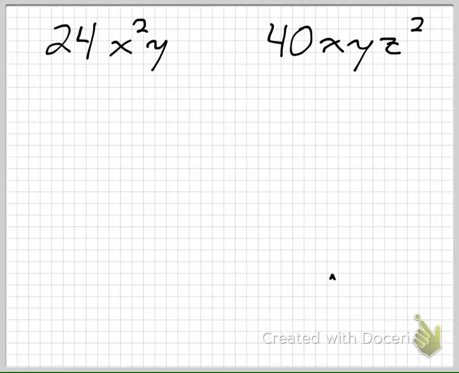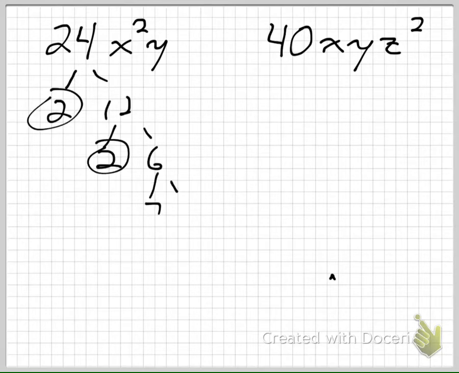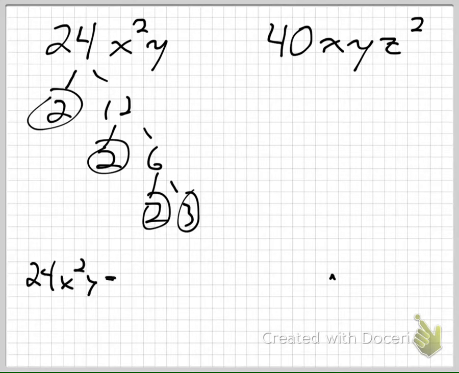What is the prime factorization of 24? 2 and 12 works. 2 and 6 works. 2 and 3. Yes? Okay. So the prime factorization of 24x squared y is 2 times 2 times 2 times 3 times x times x times y. Does that make sense? Yes.